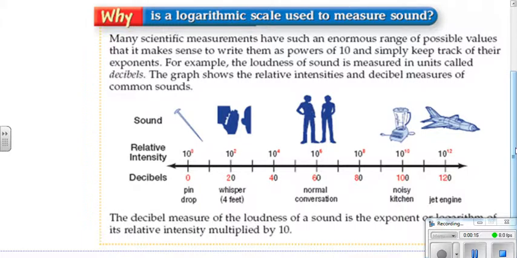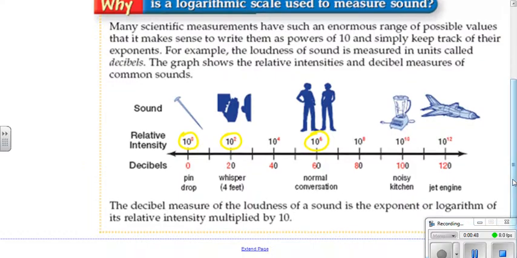Decibels, sounds. They talk about the sound level or sound waves being 10 to the power of something. So a pin drop is 10 to the power of 0, so 0 decibels. 10 to the power of 2 is the sound waves of a whisper at 4 feet. 10 to the power of 6 is a normal conversation if you're just talking with somebody. So the decibels would be 0, 20, 60, 80. That's just different powers of 10 as it goes up.